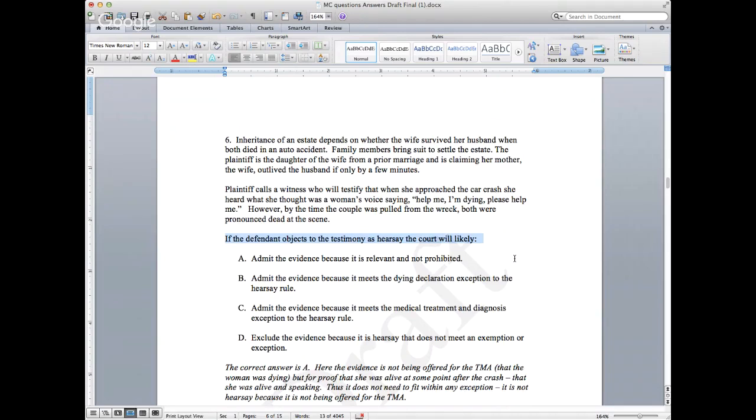We were offering this statement to show that she was still alive. So this statement is not being offered, it seems to me, for the truth of the matter asserted, because we're offering it to prove this person was alive, not the fact that this person was dying. Which is really dicey, really splitting hairs here, but that's kind of what's happening. Because again, we need to know who died first and last.